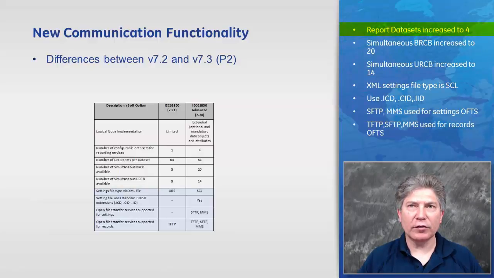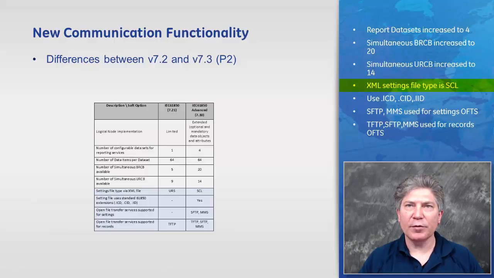The number of configurable data sets for reporting services increased from 1 in version 7.2 to 4 in version 7.3. The number of simultaneous buffered report control blocks available increased from 5 in version 7.21 to 20 in version 7.3. The number of simultaneous unbuffered report control blocks available increased from 9 in version 7.21 to 14 in version 7.3.